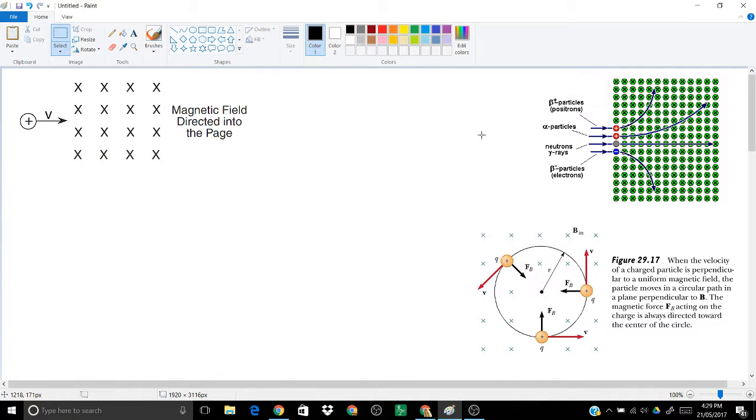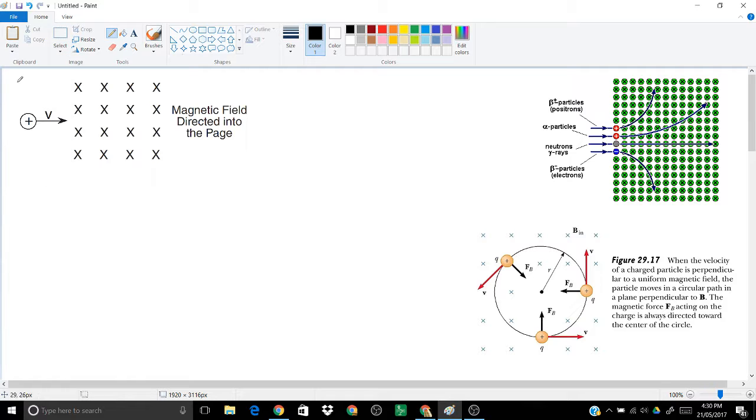Okay, guys, I'm going to go through motion of charged particles in magnetic fields. On this diagram to the left, I have a positive charged particle, and its velocity is moving to the right, which is perpendicular to a magnetic field directed into the page. Now, in the last bit of work, we learned how to find the force, both the magnitude and the direction, on a current element. So let's go back to that for a moment.